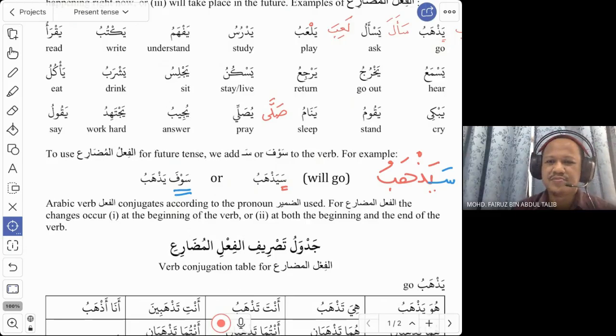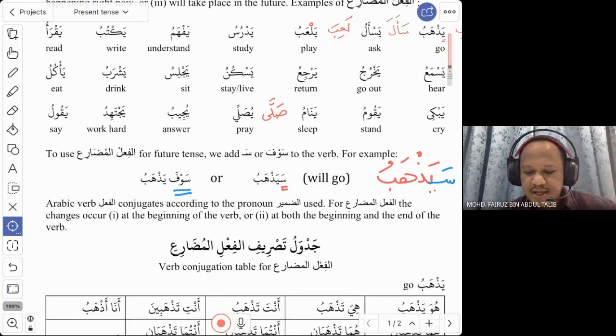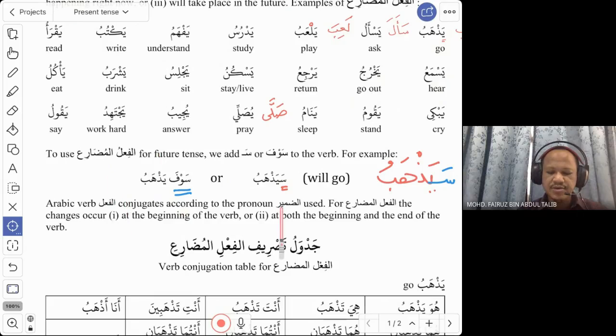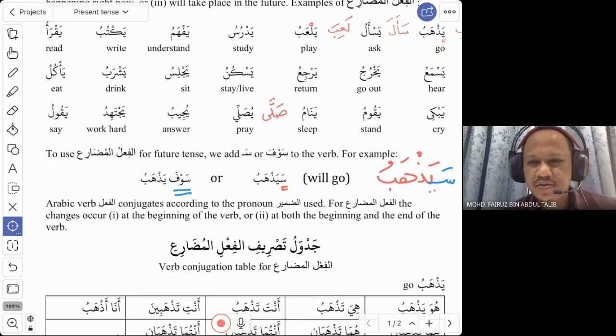I don't know, but I will go, inshallah. So this is the difference between sa and saufa. Any question here? You can add this sa to yazhabu, it becomes sa yazhabu, sa yasalu, sa yal'abu, sa yadrusu, until the end. Sa yajtahidu, sa yakulu, until the end. So you add the meaning of will. Or you can say saufa, saufa yasma'u, he will. Saufa until the end. Right? So this is how you change from regular fi'il mudare to future tense.